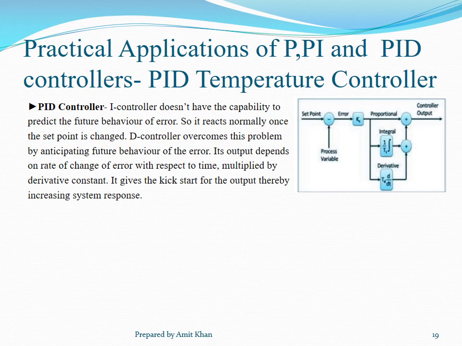Next is the PID controller in the same temperature control loop. The I controller doesn't have the capability to predict the future behavior of the error, so it reacts normally once the set point is changed. Now we have introduced the D controller, that is the derivative controller. It overcomes this problem by anticipating the future behavior of the error. As the derivative controller can anticipate the future behavior of the error, its output depends on the rate of change of error with respect to time multiplied by the derivative constant. It gives a kick start for the output, thereby increasing system response.